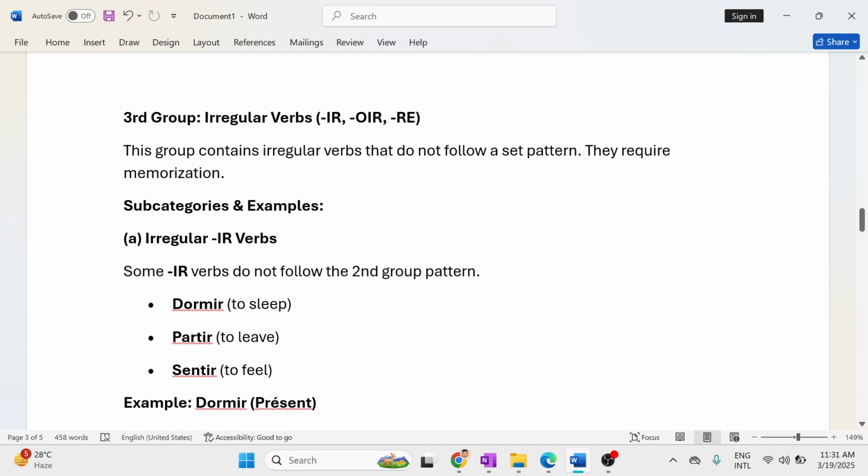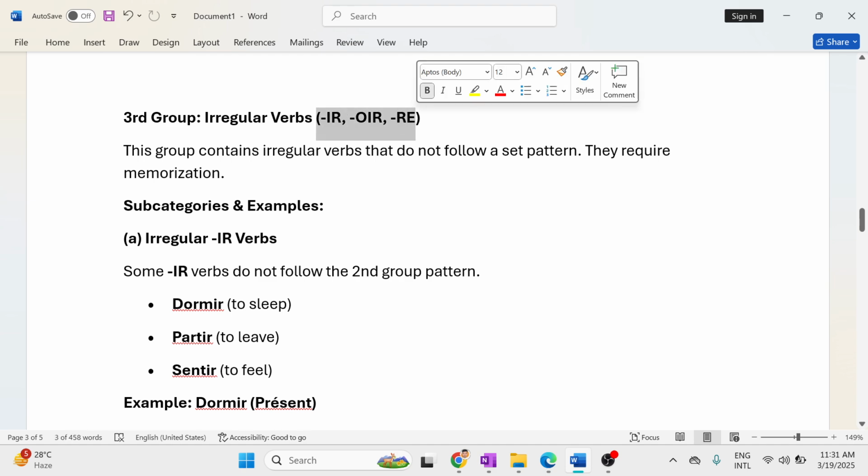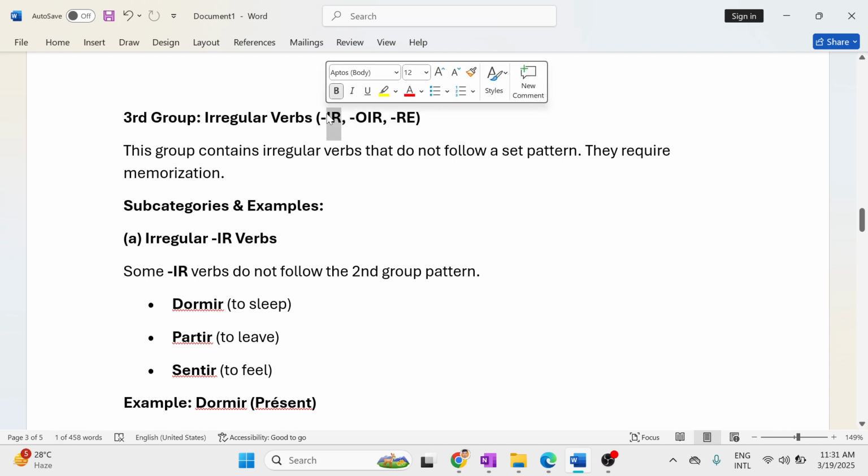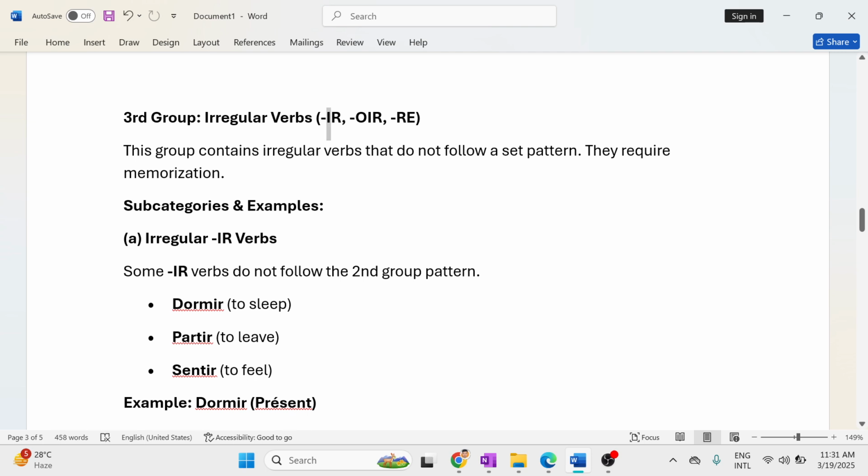So the third group is kind of a hodgepodge, I can say. But it's not that tough also. There is a way for it. So how would we deal with it? Because there are varieties of endings here. IR. Did we see this IR earlier, in the second group, right? Still, they are saying that even some IR verbs are going to get into the third group.